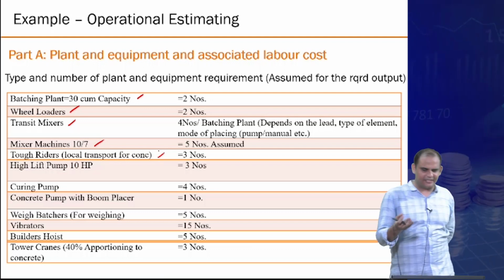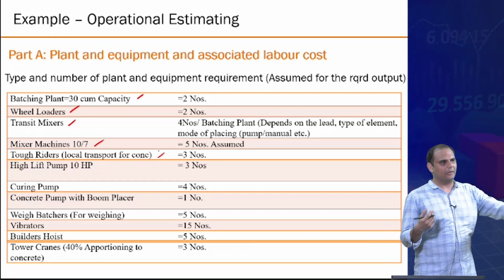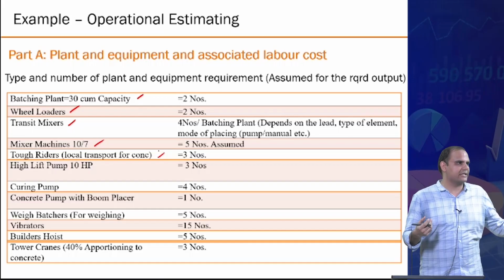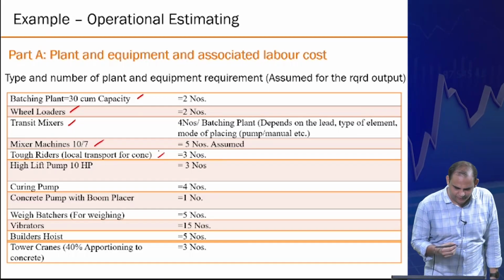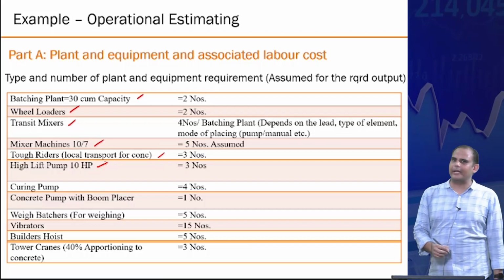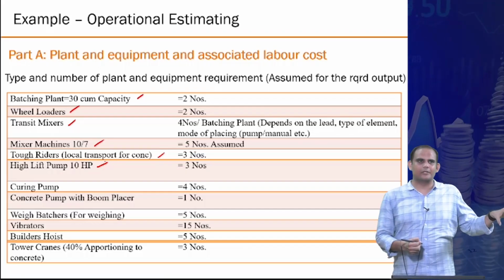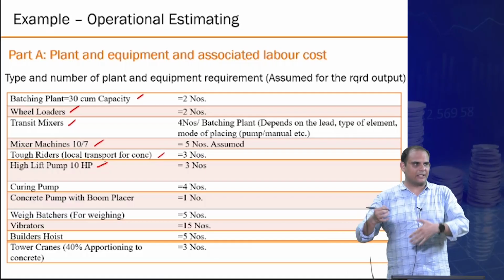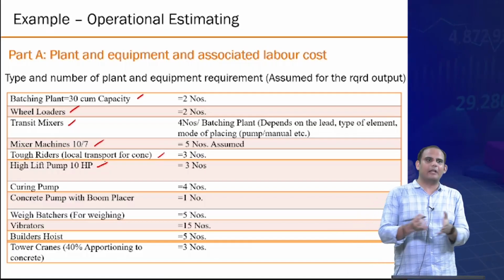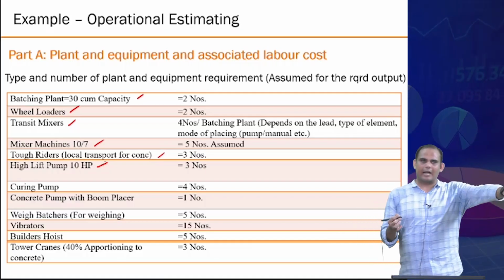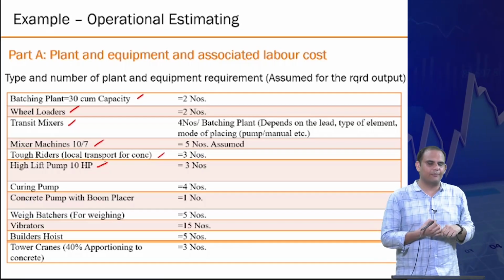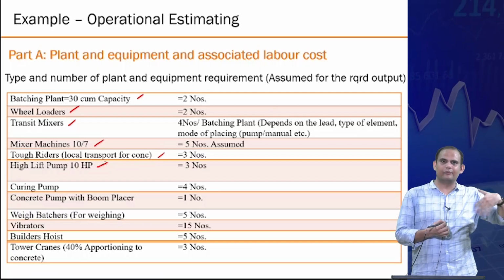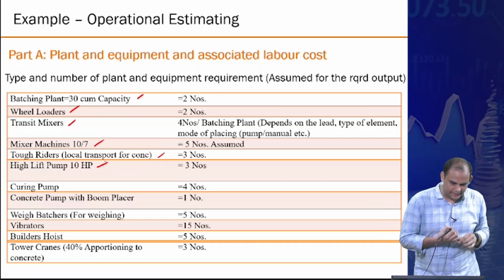Tough riders, essentially it is a small vehicle which is used to transport, not like a truck, but a small vehicle which is used to transport the concrete. High lift pump, you may require the pumping because your pumping could be horizontal as well as vertical, because if you're dealing with a large construction site spread over large areas, you might want to pump to near a station and then take the concrete from there. Or if you're working at heights, you will still need to pump the concrete to reach at height.